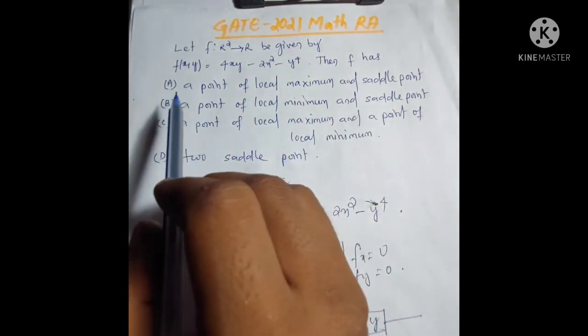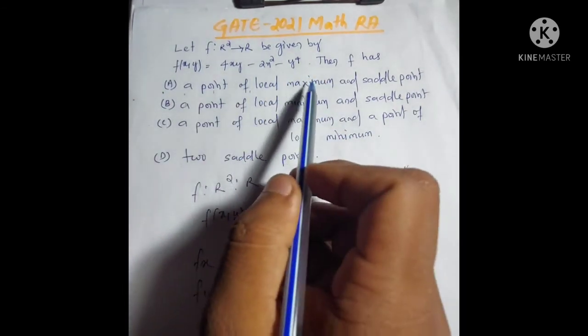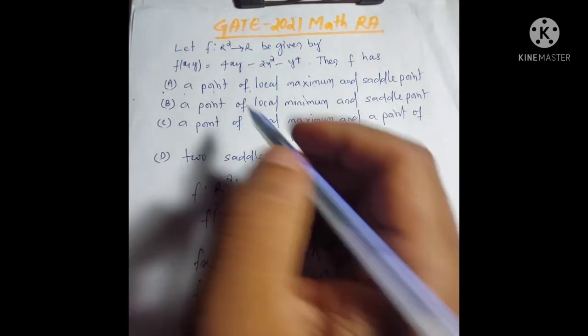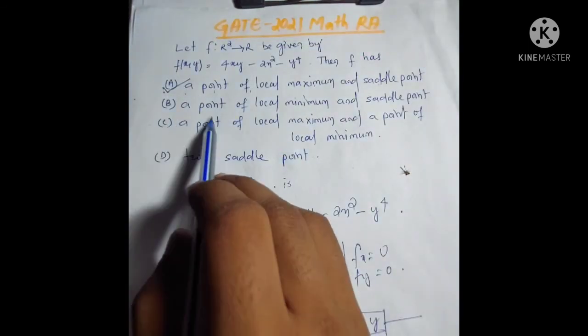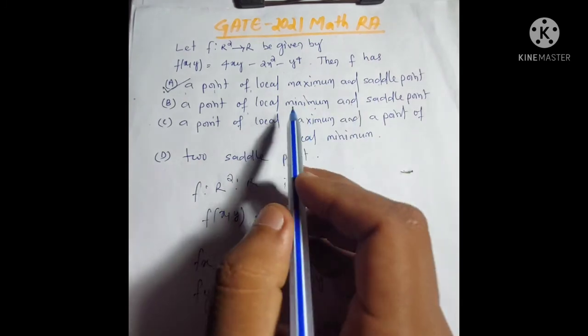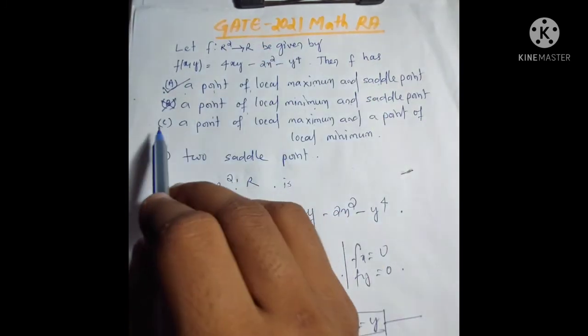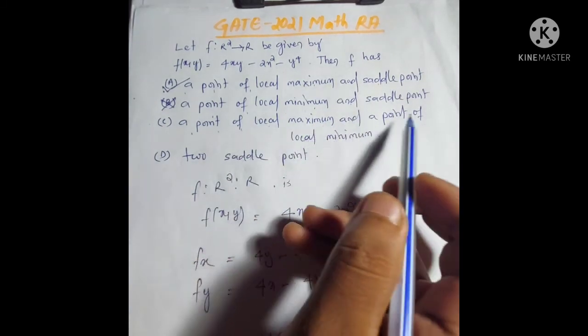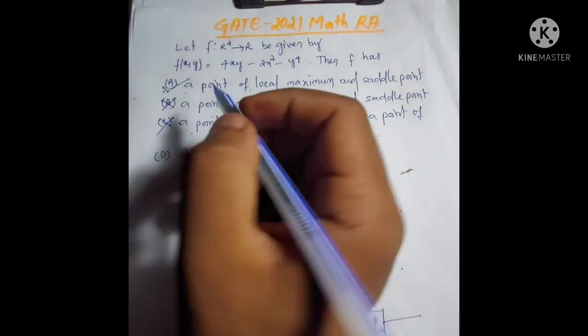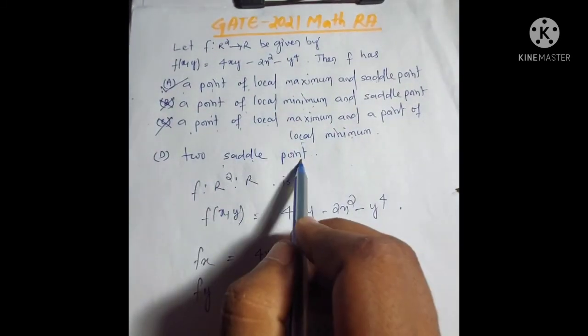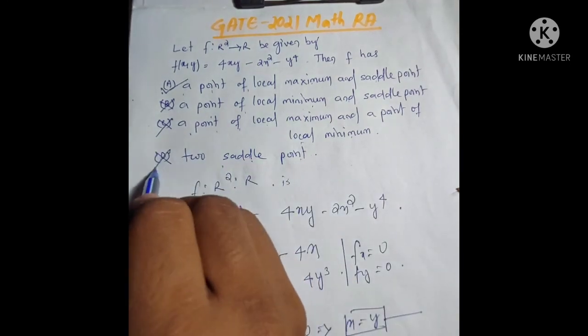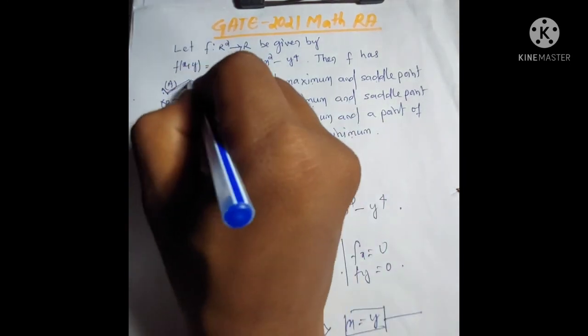Now check the options. Option A states a point of local maximum and a saddle point. True. Option B states a point of local minimum and a saddle point, but we don't find any local minimum point, so option B is incorrect. Now for option C, a point of local maximum and a point of local minimum, it is also incorrect. Now option D, two saddle points, but we get only one saddle point, so option D is also incorrect. So for this question, option A is our correct answer.